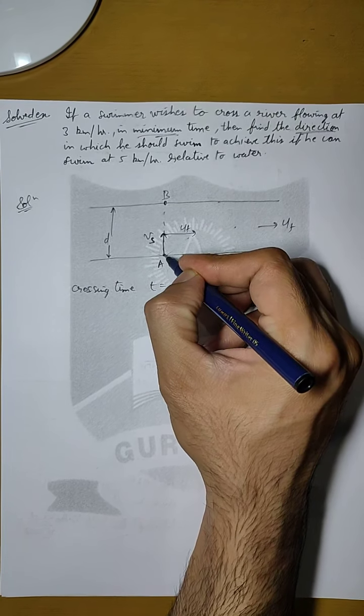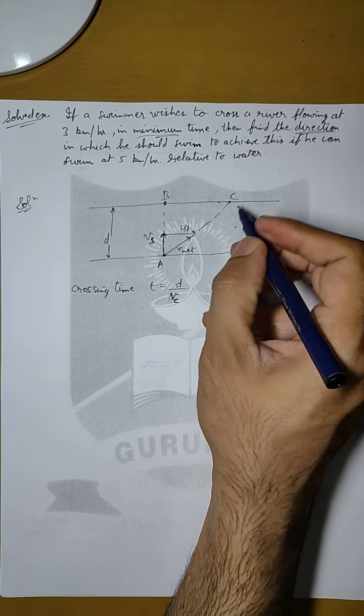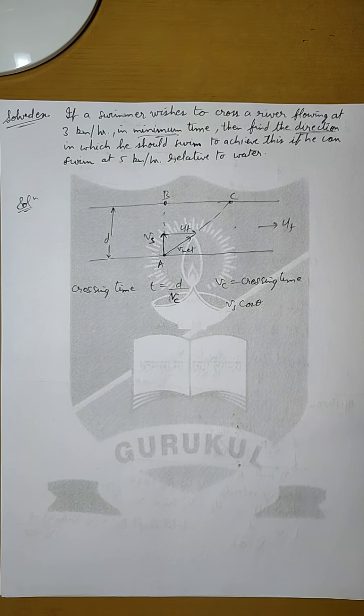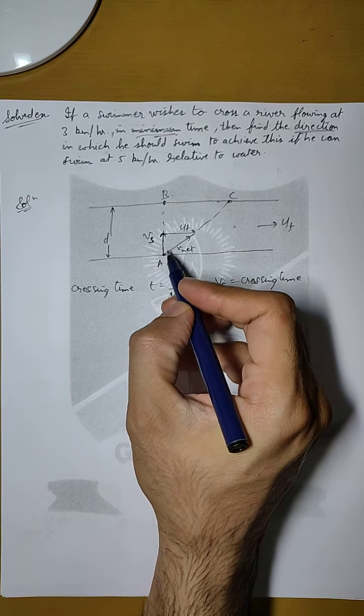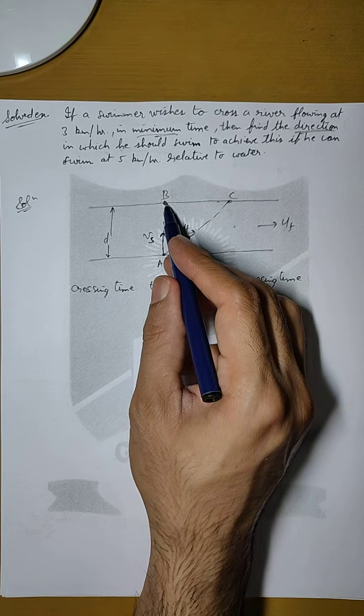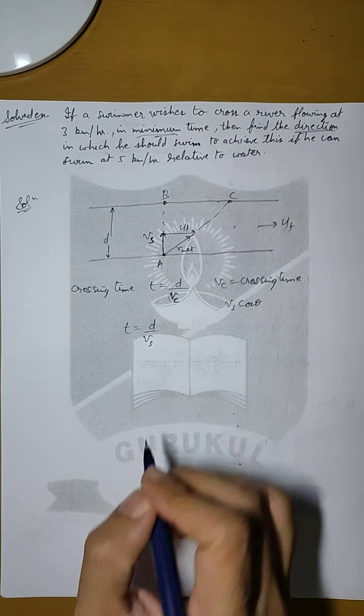Although he will reach this point, that does not matter, because we are asked to minimize the time and we are not asked about the position where the swimmer will reach. So if the swimmer swims in the perpendicular direction, only then he will minimize the time to cross the river. So in this case, the time will become equal to D upon Vs.